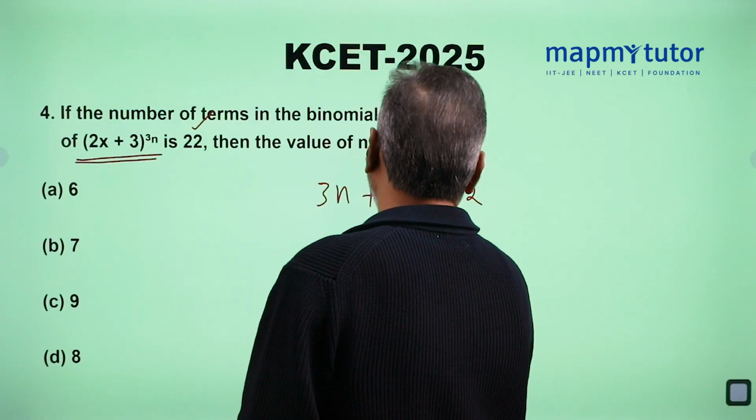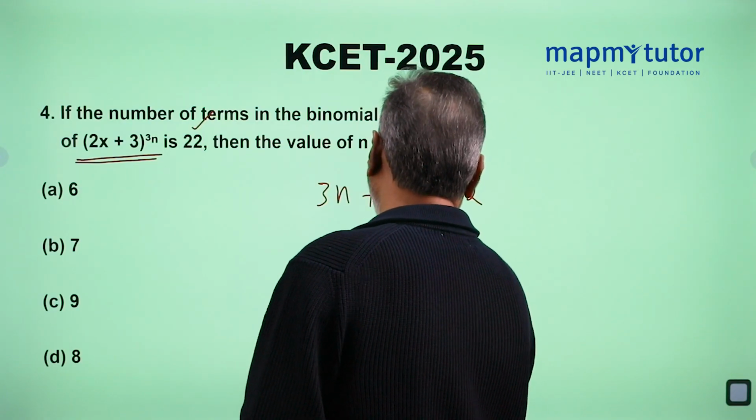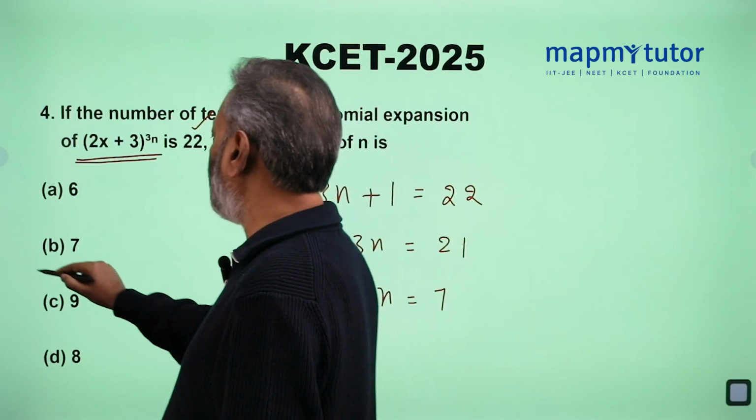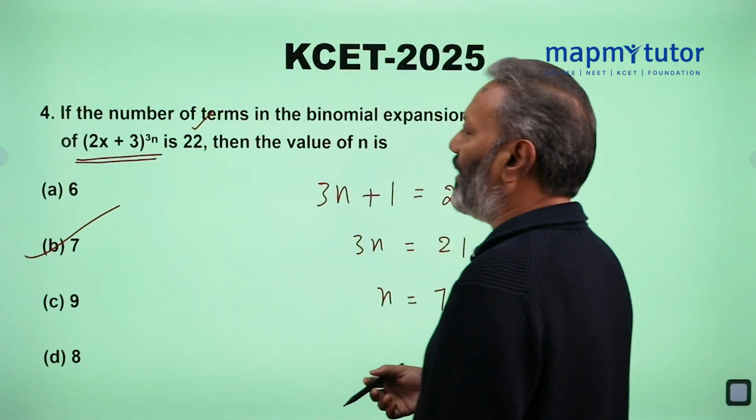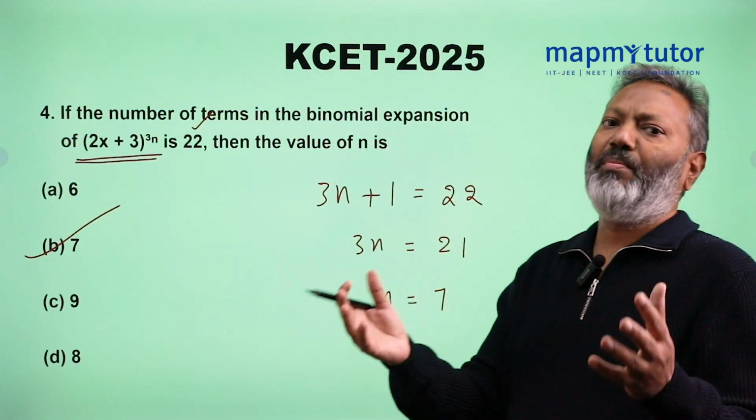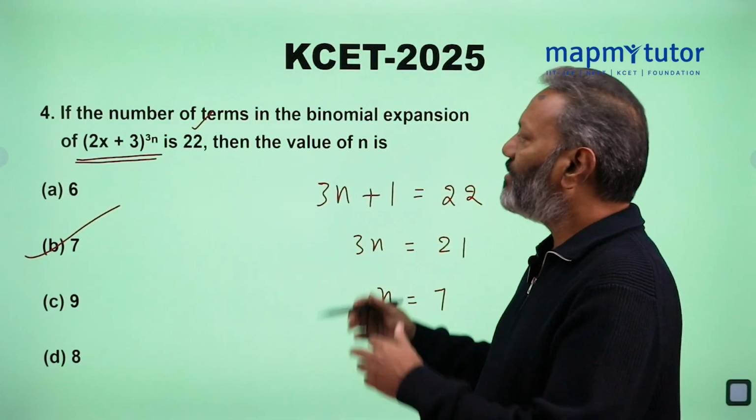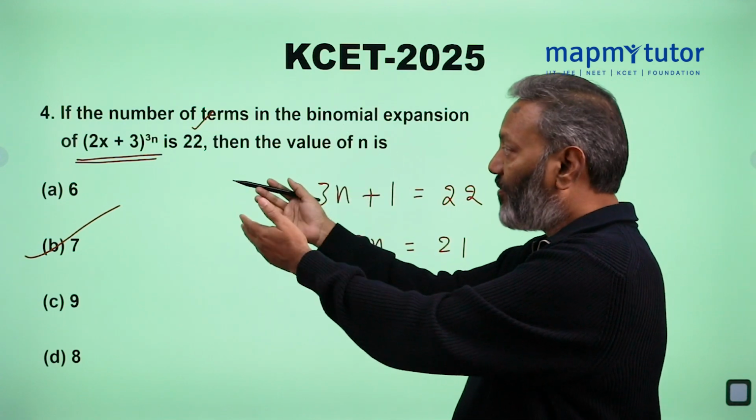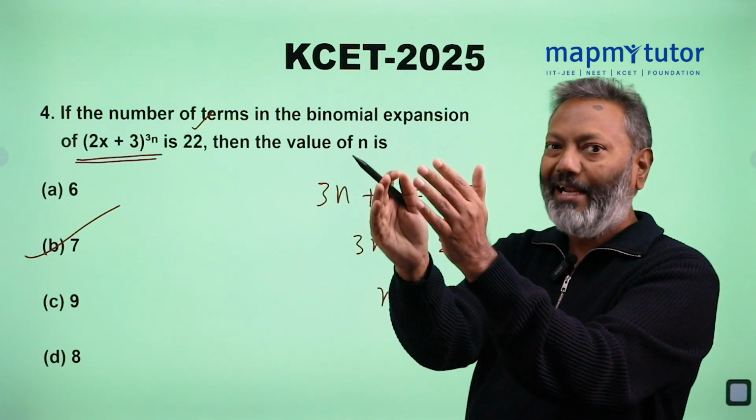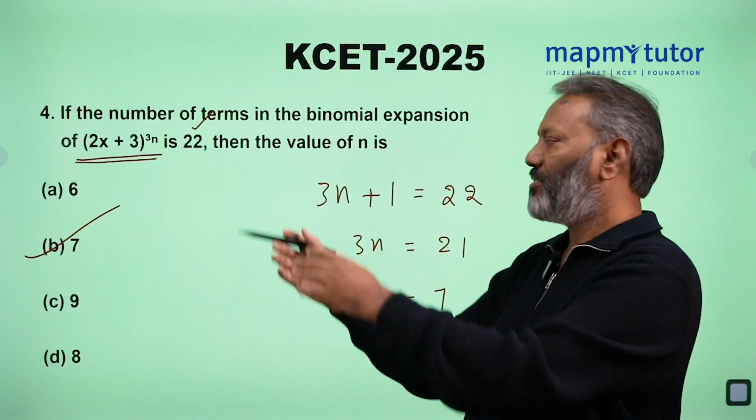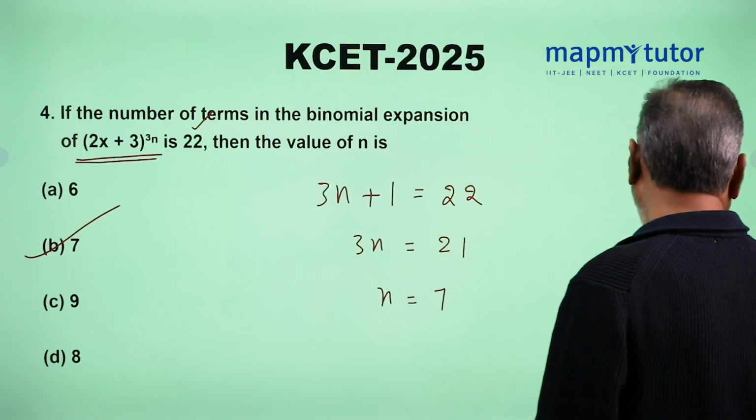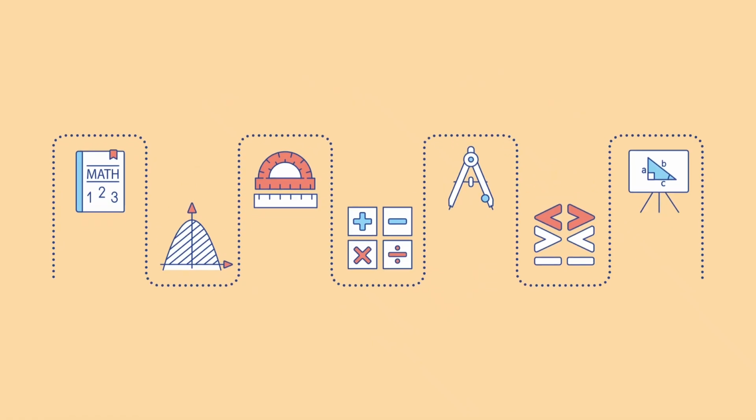But here the power is 3n, so 3n plus 1. So it is 3n is 21. What is n? 7. Come on. 7 is the correct answer. See how easy it is. They're all fundamental models, based on straight away that number of terms means the index plus 1, the power plus 1. So 3n plus 1. Okay. Got it? A simple calculation.